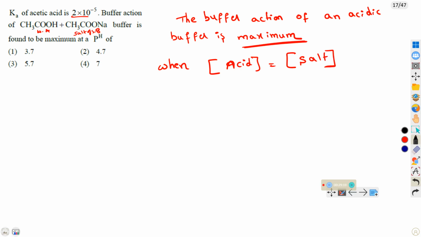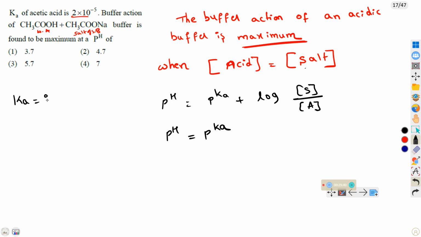According to Henderson's equation, what we know, pH is equal to pKa plus log of salt concentration by acid concentration. Salt concentration and acid concentration are equal, so pH is equal to pKa. Ka is equal to 2 into 10 power minus 5. pKa is equal to negative log of 2 into 10 power minus 5.